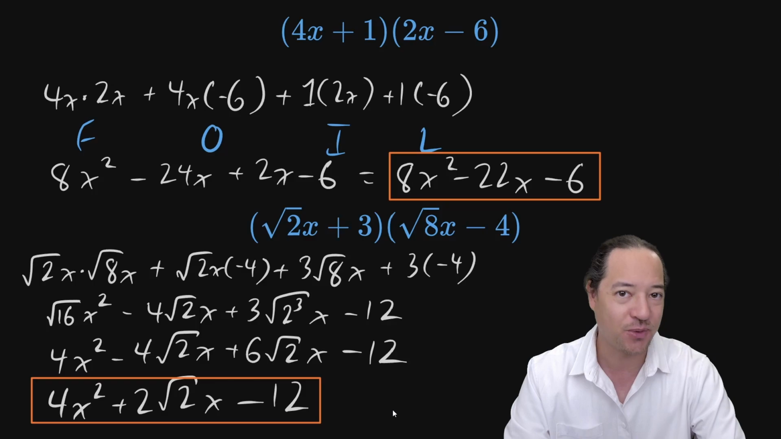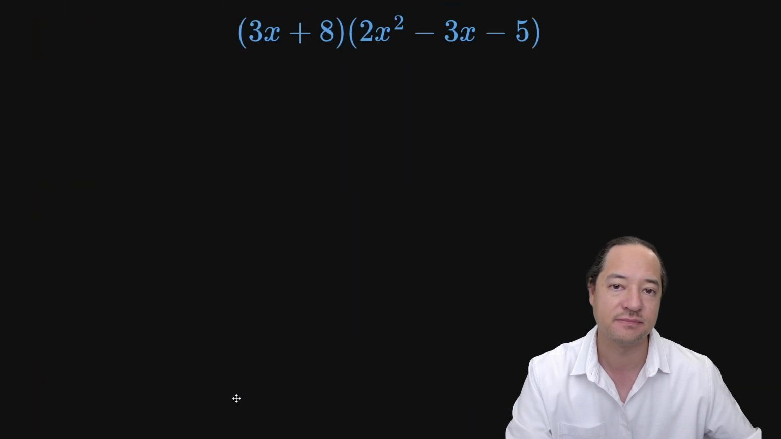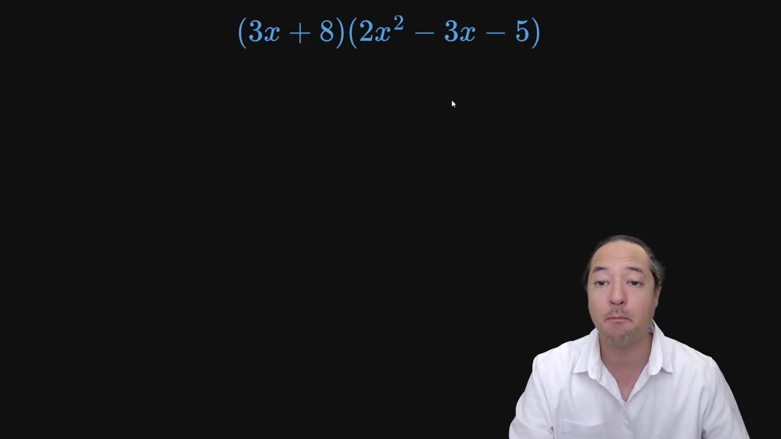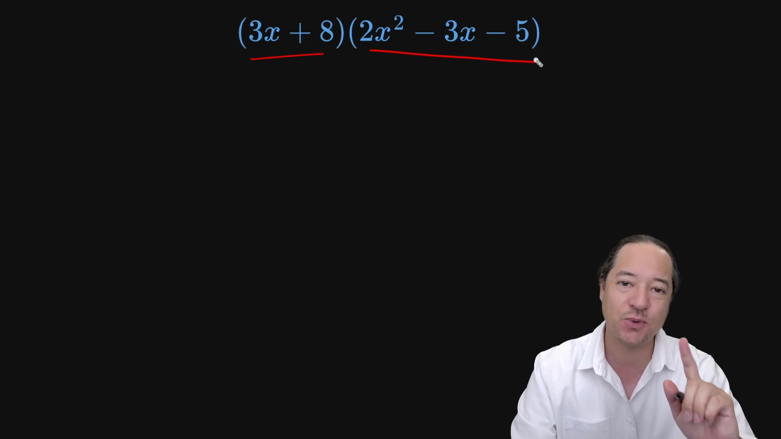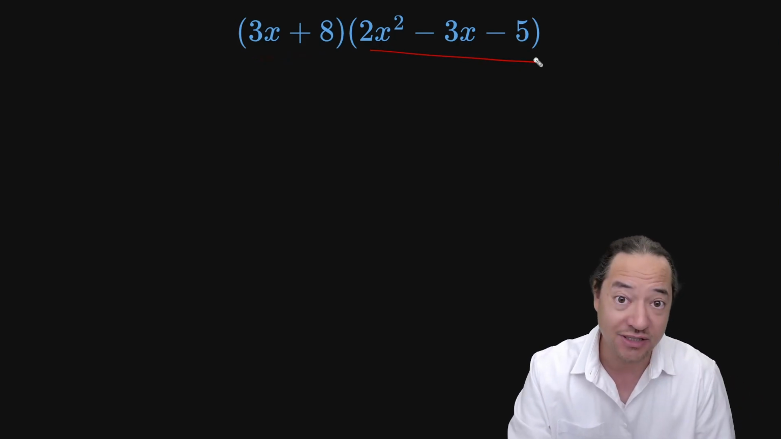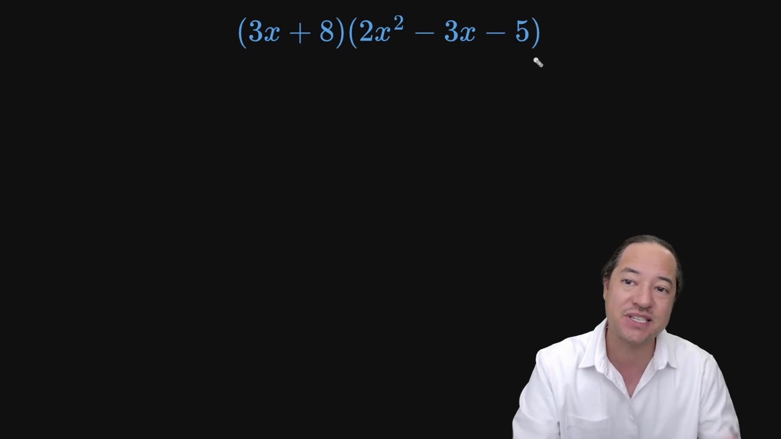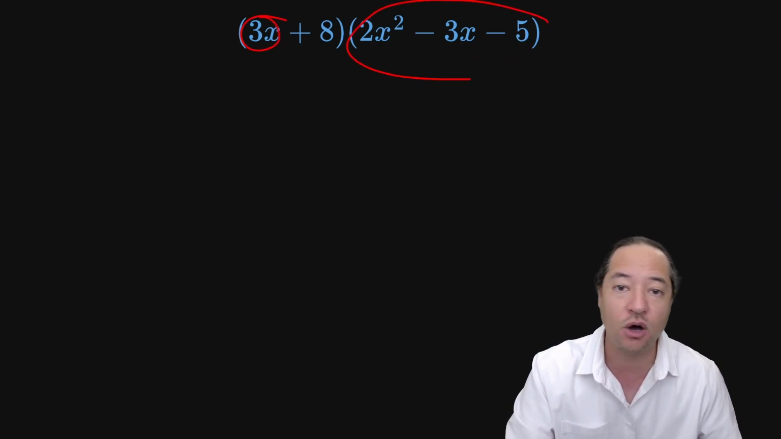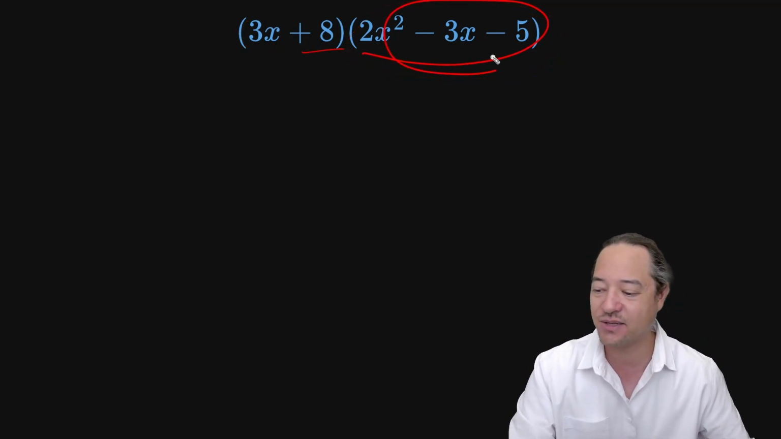Let's try another one that's a little more complicated. And here we're actually going to be multiplying a binomial with a trinomial. So this one we can't FOIL. In this way we just have to sort of brute force it, going step by step. What we're going to do is take 3x multiplied by all of this plus 8x multiplied by all of this. That's the process that we're going to use here.